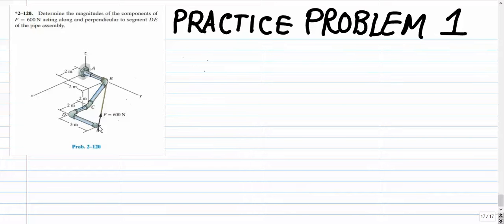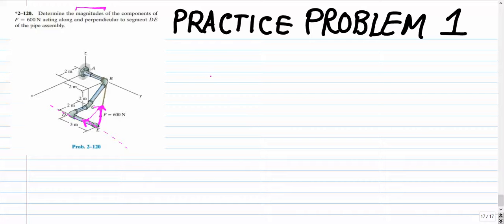So this is our force F, and this is the pipe assembly. The pipe assembly is going to act like an axis, and we want to find the component of this force parallel to this axis, and also the component perpendicular to this axis. And notice that they mentioned the word magnitude, which means they want us to find the magnitude of the components and not the vectors.